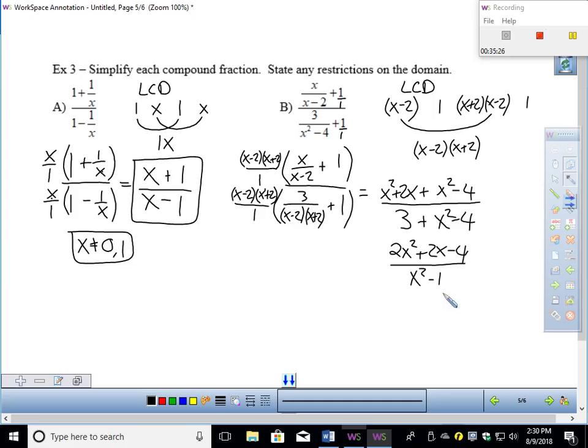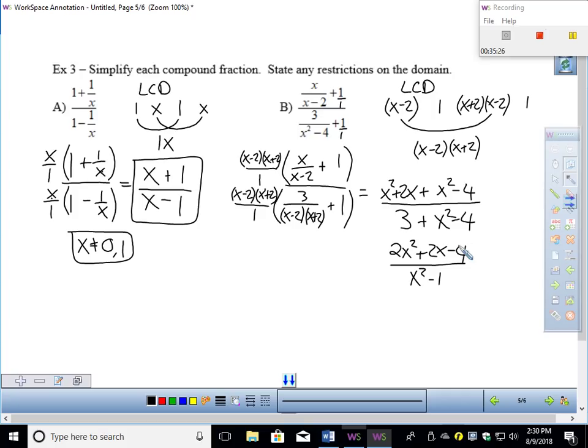Now, I have to tell you something. If you can get this far, that's great. Honestly, it's pretty much end game. We would state the restrictions and move on. It just so happens that this numerator factors and the denominator factors to get a more simplified version of this. I'm going to write that down. You're not going to panic about this.